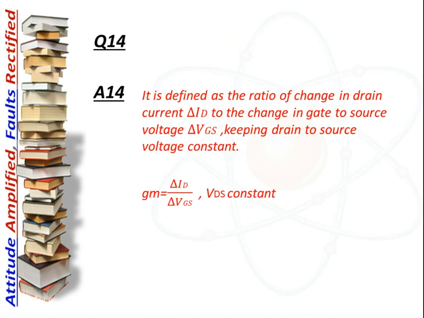Next question. Define transconductance. Answer: it is defined as the ratio of change in drain current del ID to the change in gate to source voltage del VGS, keeping drain to source voltage constant. So gm is equal to del ID upon del VGS, and VDS is constant here.